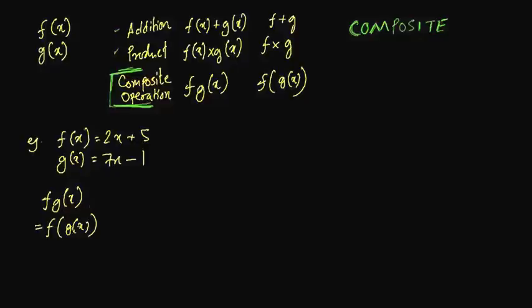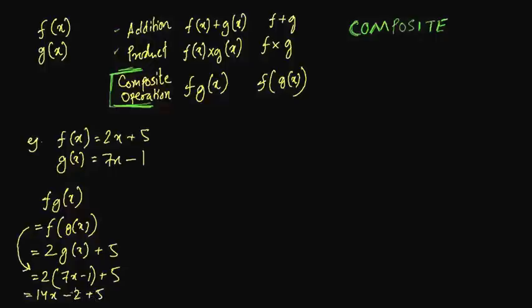If they ask for f(g(x)), g(x) is inside f(x), so that means f would be 2g(x) plus 5. That means instead of x we are writing g(x). Whatever is here we write it here. So that means 2 times (7x minus 1) plus 5. Now we can go from this step to this step directly, we don't have to show this step. So this would be 14x minus 2 plus 5, and that becomes 14x plus 3.